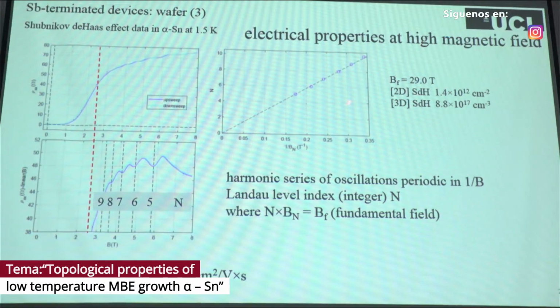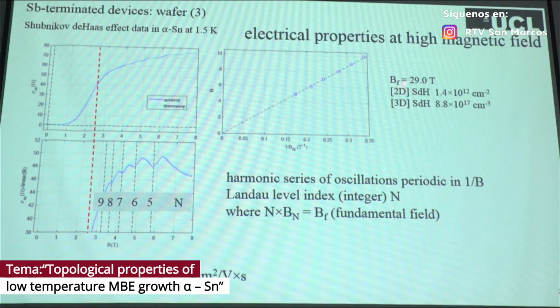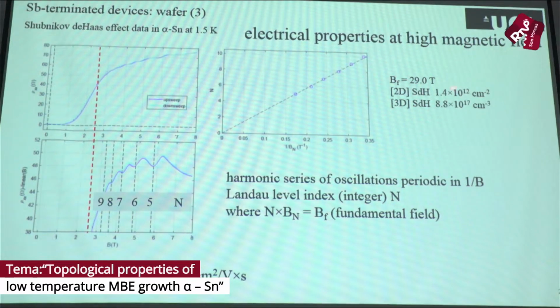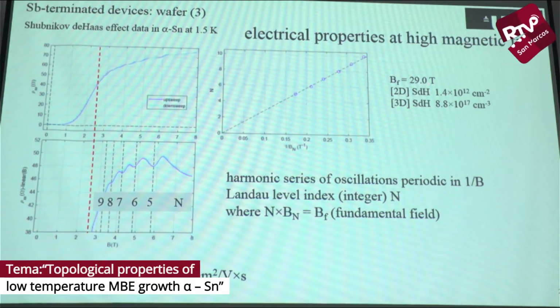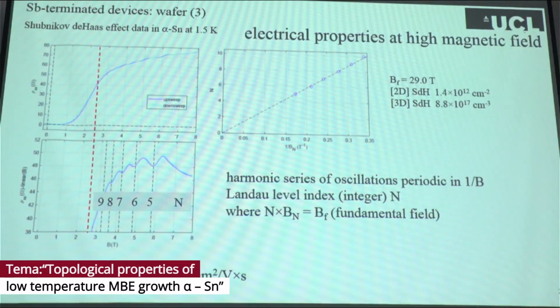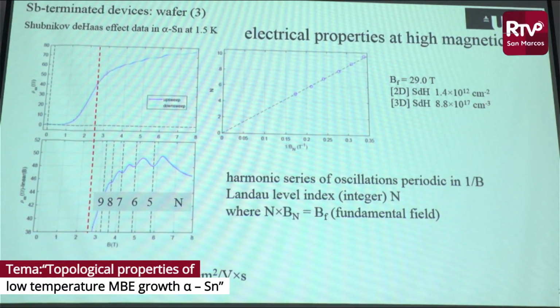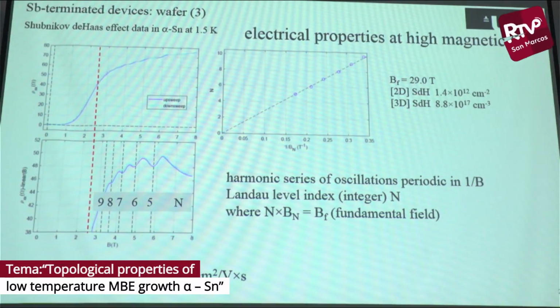If we calculate the carrier density from this, if it's 2D, we still don't know if it's 2D or 3D, the Shubnikov-de Haas effect from this fundamental field gives us 1.4 times 10 to the 12 per square centimeter. That's a huge density. These are undoped films. But it could be that it's 3D. So if you work out what the carrier density is, if these oscillations were 3D, it's about 8.8 times 10 to the 17. Now that, for a semiconductor, is quite a high doping level.